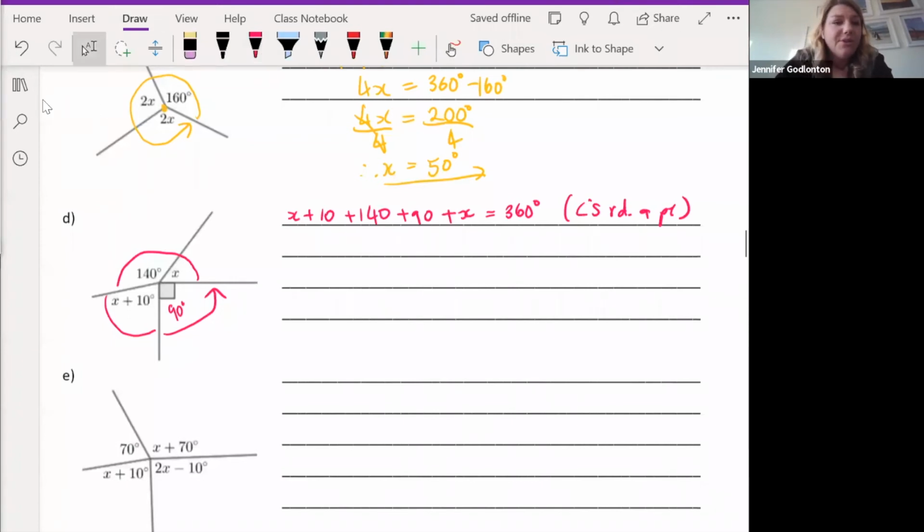I'm just going to highlight some things here because a few people are feeling a little bit confused. So we've got two X's over there. When we add those together, we have X plus X, which equals 2X. And when we add these numbers together, we have 10 plus 140 plus 90. So that's going to equal 240 degrees. And all of that is going to equal 360 degrees. Okay.